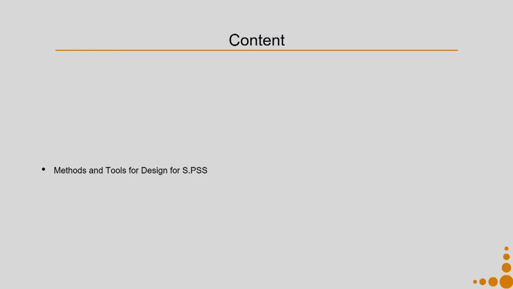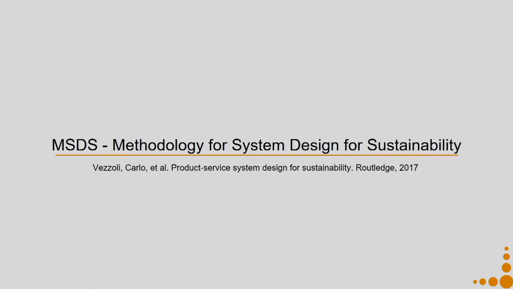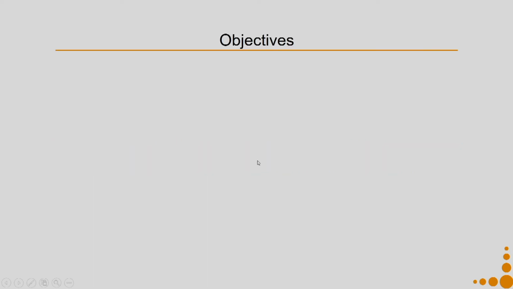Welcome to today's lecture. Today we will be discussing certain methods and tools for design for sustainable product service systems. The methodology that we will talk about is called MSDS, standing for Methodology for System Design for Sustainability. The objective here is, first, we want to do an existing system assessment. So the process starts with understanding the current system.